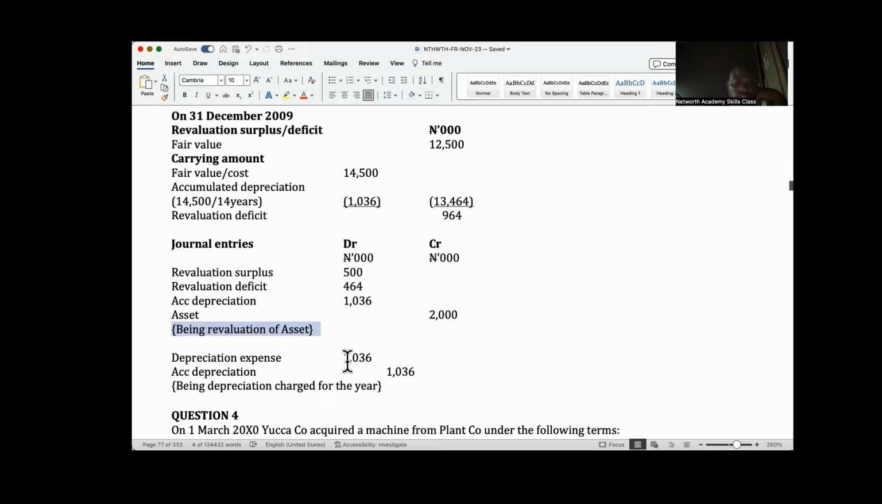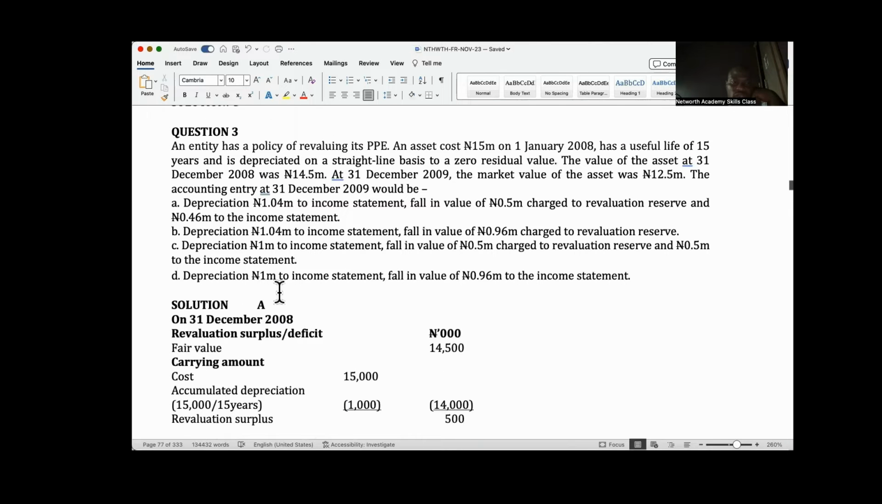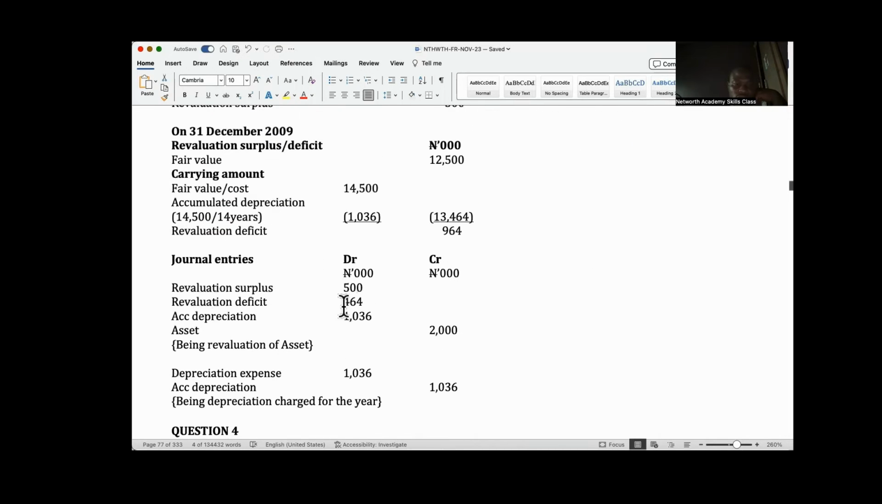But don't forget the depreciation for the year, because we charge depreciation for the year of 1,036, and we debit depreciation in P&L. The other leg will go to your accumulated depreciation. And that's the solution to this question. If I look at the options, the correct option is going to be A, depreciation of 1.04, so they just approximated this 1036 to 1.04.